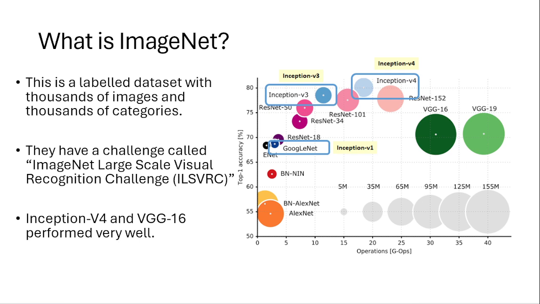And in specific, I want to highlight InceptionV4 and VGG16. So InceptionV4 was able to do with quite a relatively small amount of operations, and it has a top accuracy. Here it's like 80%. VGG16 also has pretty low operations and quite a high percentage accuracy of 70%.